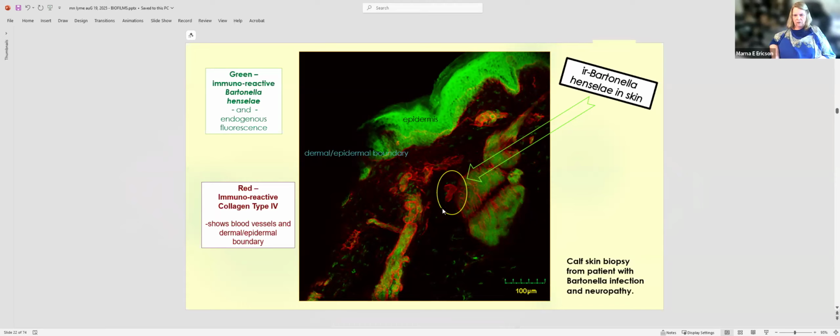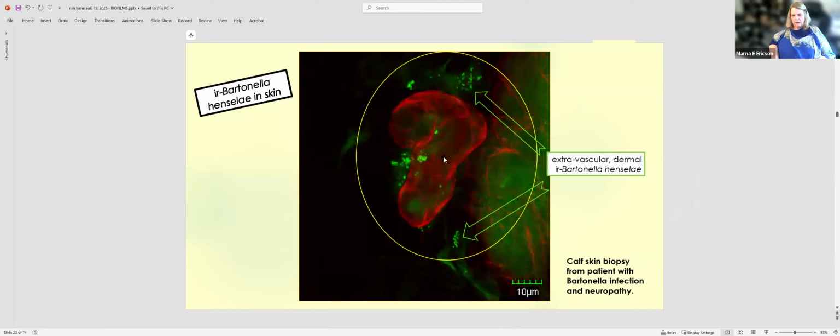If you look close here, you can see some. This kind of dull green we just call endogenous fluorescence, because it's just what makes up the skin. If you look closer though, this red is a blood vessel, and all these green dots are Bartonella. I have given this lecture to people and they say, oh, what? Because everybody says it's in the blood. No, it's not. It's all over the place, and that's why that's important. So this is Bartonella in the dermis, and some are in the blood vessel, most are not.